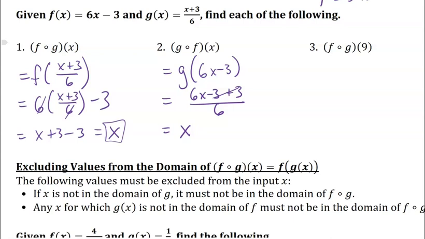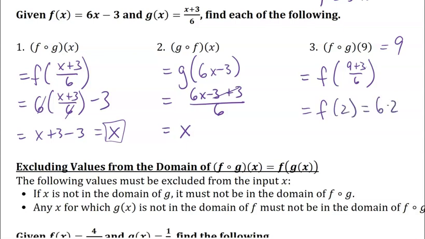And then lastly, for f of g of 9, now we already know what f of g is equal to. It's just equal to x, so I could just say this is going to be equal to 9 and be done. But let's say we hadn't already done number 1, okay? So I'm going to write this as f of, and then g of 9 is going to be 9 plus 3 over 6, which is 12 divided by 6, which is 2. And then 6 times 2 minus 3 is 12 minus 3, which is 9. So we got the same thing.